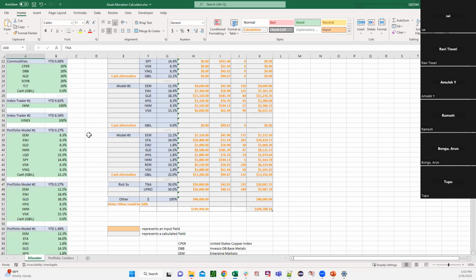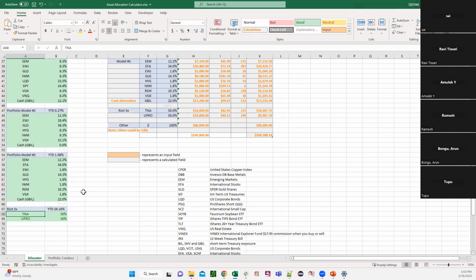Index Trader 1, Index Trader 2 should outperform the market, but they're using the ETFs in the market that are indexed. For example, Index Trader 1 is now in the Russell. Index Trader 2 right now is in VINEX, which is actually a mutual fund, but it's based on overseas returns, and just happens to be a good mix. And so they're good. They were up over 9% last month.